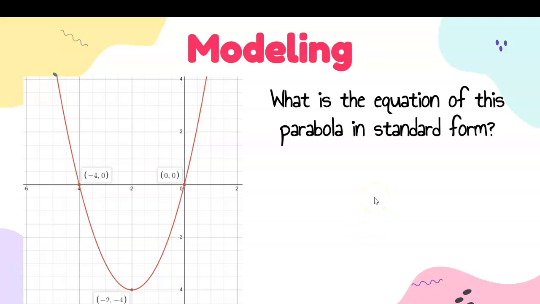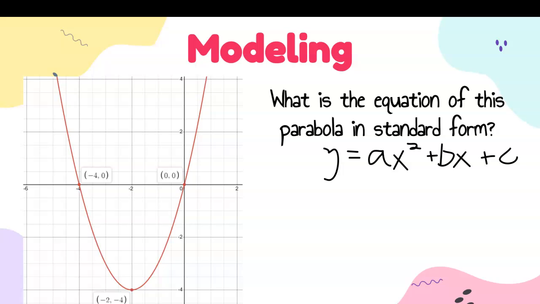So looking at our first example, we see a picture of a graph, a parabola, so this U-shaped graph. And I also see that they've labeled 3 points: (-4, 0), (0, 0), and (-2, -4). And they want to know what is the equation in standard form. So they want to know what the equation looks like. That's y equals ax squared plus bx plus c.